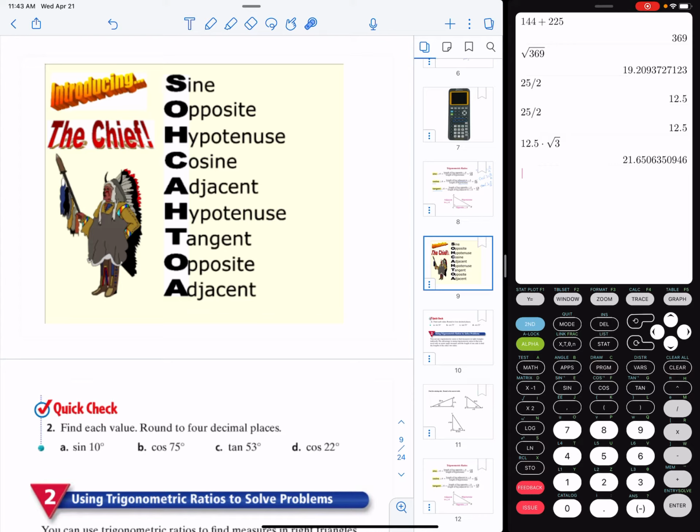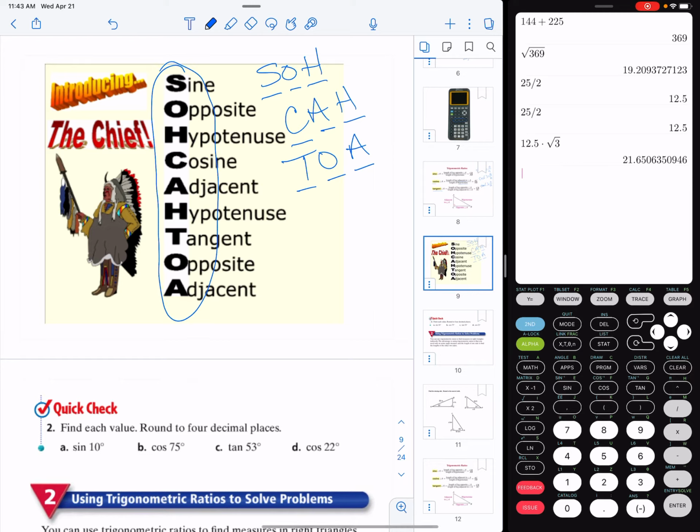So this is Chief Sakatoa. It's not really an Indian chief, but Sakatoa sounds like an Indian chief. So what we basically do is we remember Sakatoa: S-O-H, which stands for sine is equal to opposite over hypotenuse. C-A-H: cosine is equal to adjacent over hypotenuse. T-O-A: tangent is equal to opposite over adjacent. So if you remember Sakatoa, you can remember the ratios that we have to use.